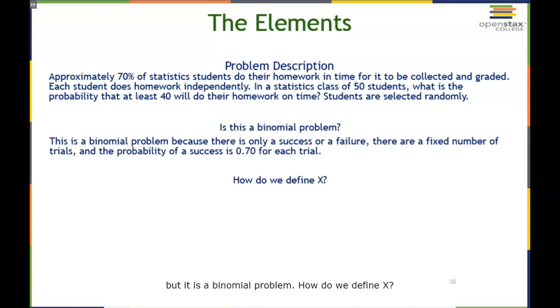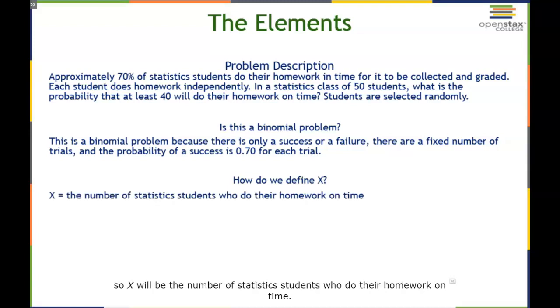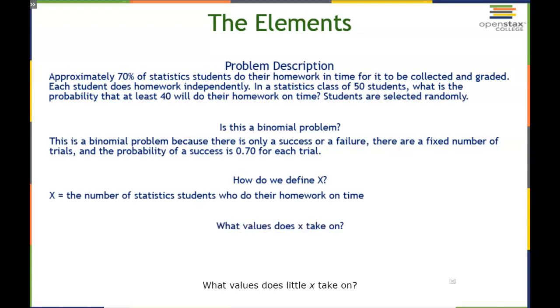How do we define x? What is it that we're trying to test here? We're trying to see the probability that at least 40 will do their homework on time. So X will be the number of statistics students who do their homework on time. What values does little x take on? Big X is the number of statistics students who do their homework on time. What is the value of little x? We have 50 students in our class, so little x can take on the values of 0, 1, 2, 3, 4, 5, and so on, all the way up to 49, 50.